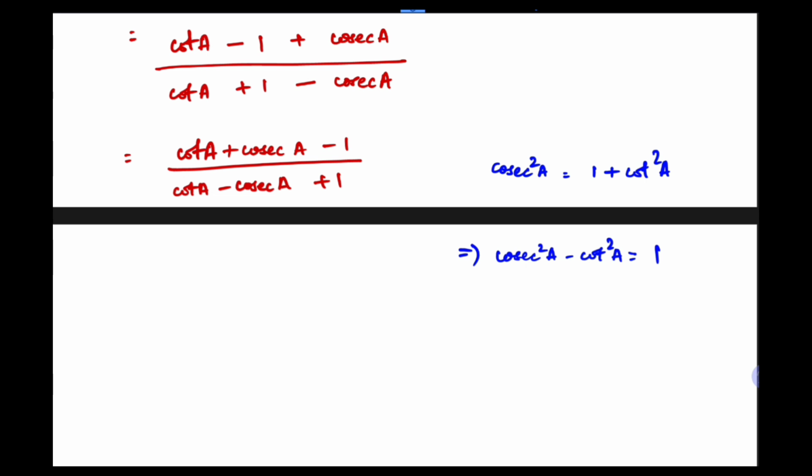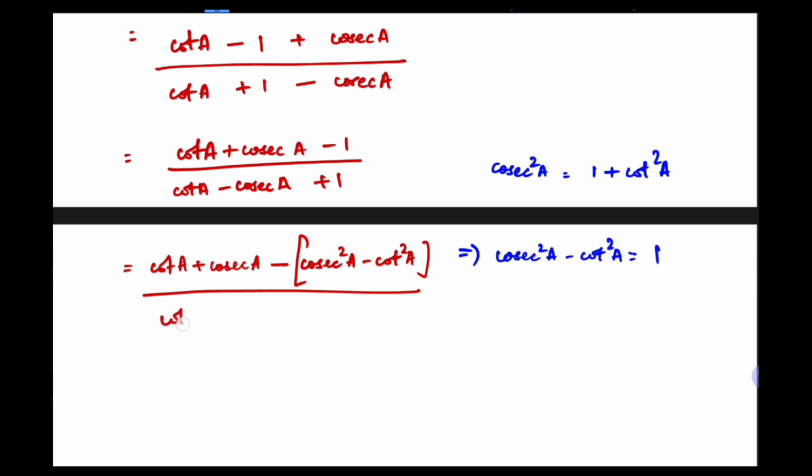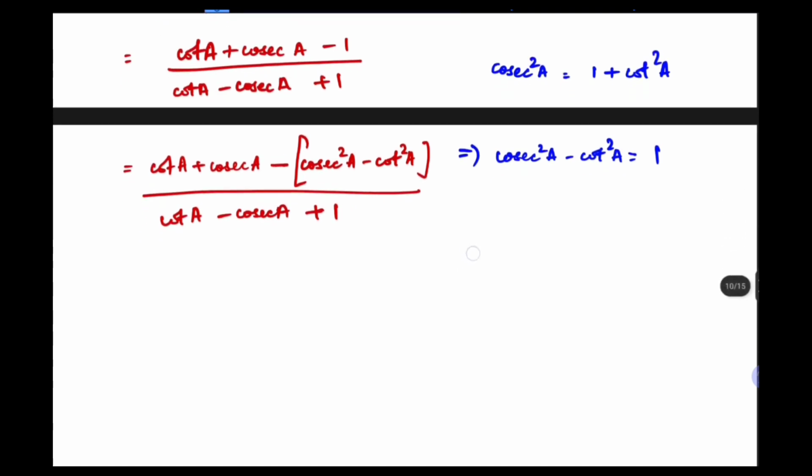So, we can substitute this formula in either of the two here. Now, let me substitute it in the numerator. You can either use it in the numerator or denominator; I will use it in the numerator. Writing it, cot A plus cosecant A minus, we can write 1 as cosecant square A minus cot square A, divided by cot A minus cosecant A plus 1. We are not going to change this one.